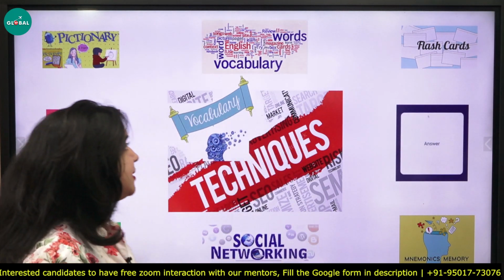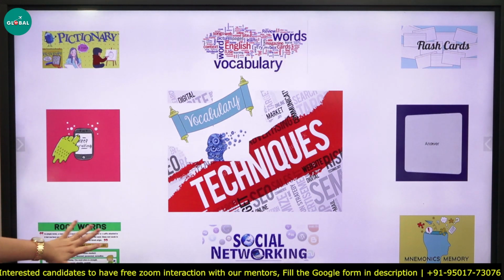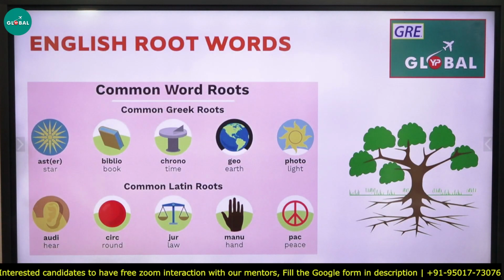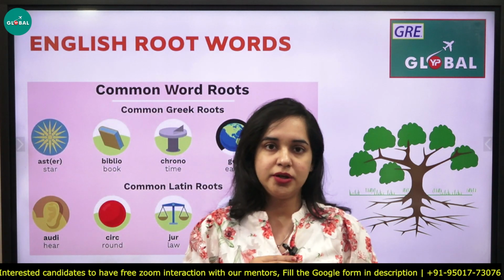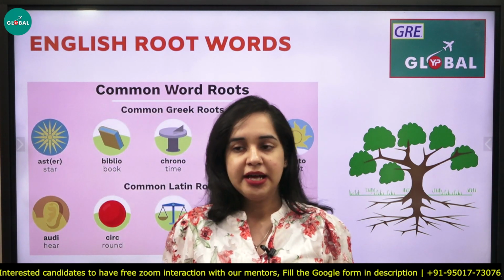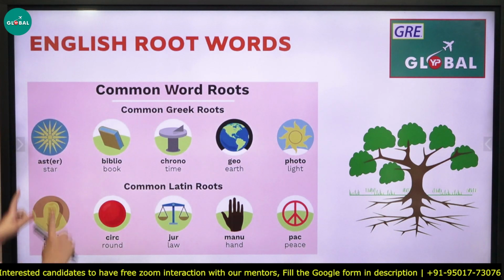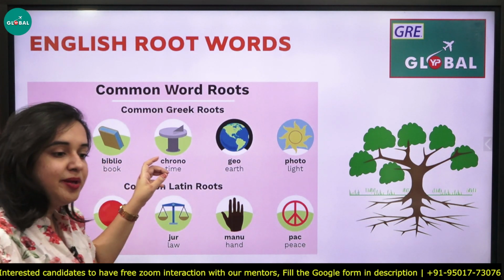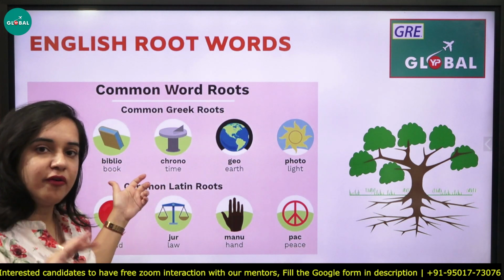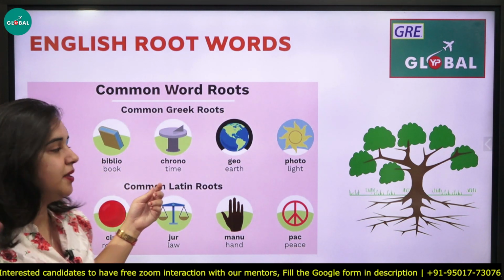Now, the techniques I'm going to tell you, there are going to be many, and the first one is related to root words. If you break a word, it will have its root word. Some of the examples I'm going to give you: Aster, it's related to star. Biblio always refers to a book. Chrono means a time period. Chronology, so obviously it is a word related to time period.